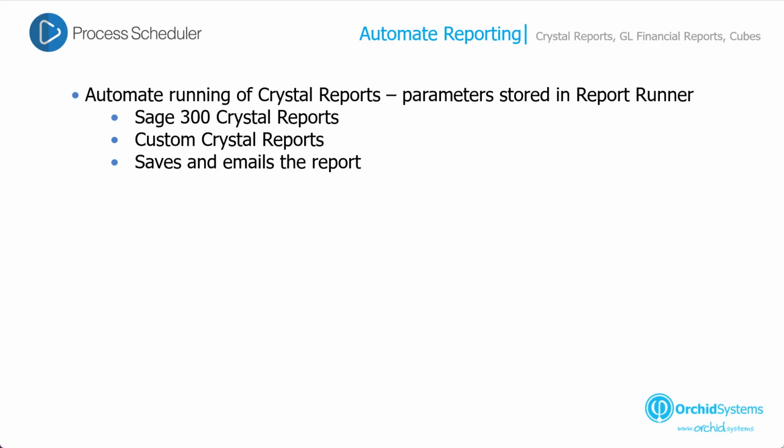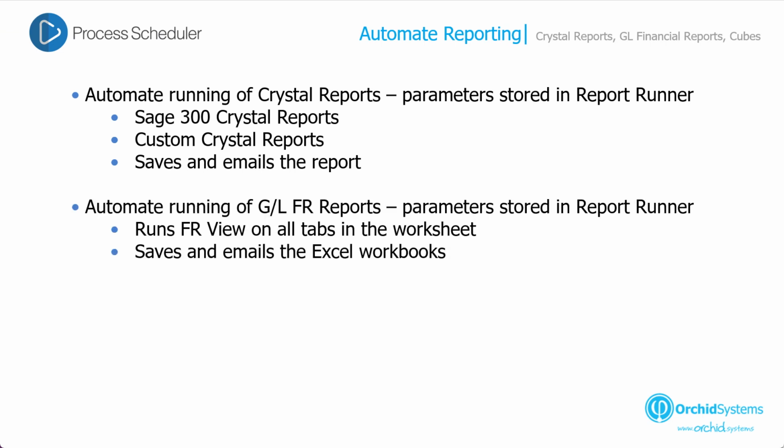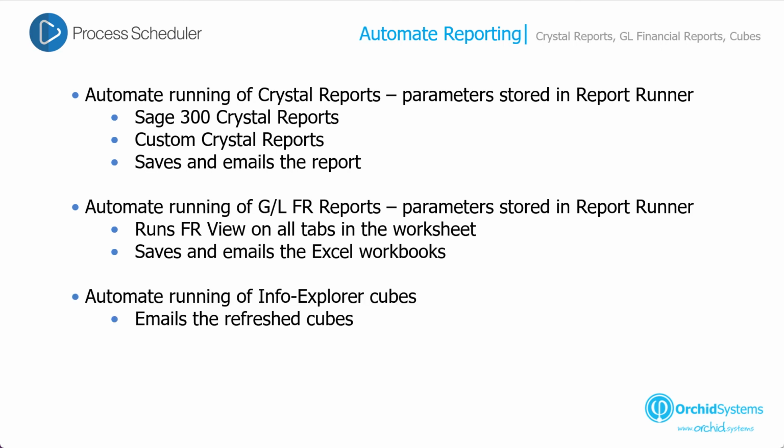We have just seen how to automate crystal reports using Process Scheduler and Report Runner. These could be Sage 300 crystal reports or your own custom crystal reports. The reports can be saved and emailed. We've also seen how to schedule GL financial reports, where the parameters for the GL financial report writer are stored in Report Runner. And we saw how to schedule and refresh Info Explorer cubes, and the cube itself is emailed.